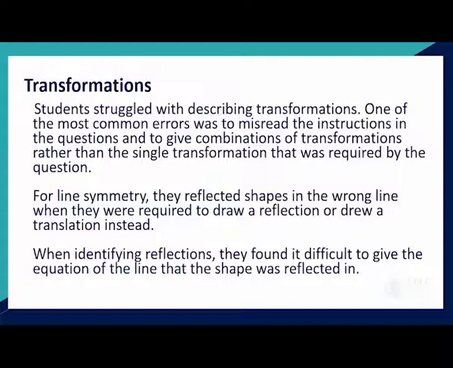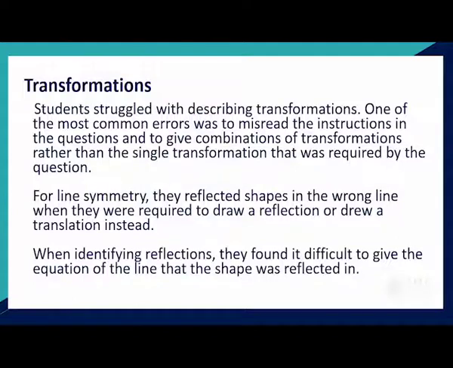Another problem that was encountered was with transformations in geometry. One of the common errors was to misread the instruction in the question, and give a combination of transformations rather than a single transformation. You are given a diagram and it says give a transformation, and instead of giving the single transformation required by the question, they give a combination of transformations.